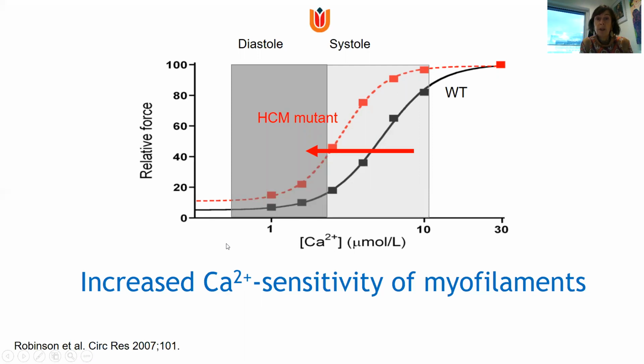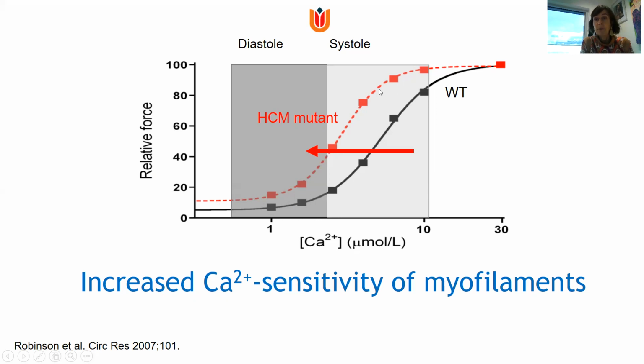Now, one of the first observations when people started to look at the effects of mutations which cause hypertrophic cardiomyopathy is this increase in calcium sensitivity. So if you would look at a wild type or control protein, this would be a normal dose response curve of the myofilaments to calcium. So at relatively high calcium concentrations, there's force development, which would be linked to the systolic phase of the heart. And when you have low calcium concentrations, as observed during the diastolic phase, force development is relatively low.